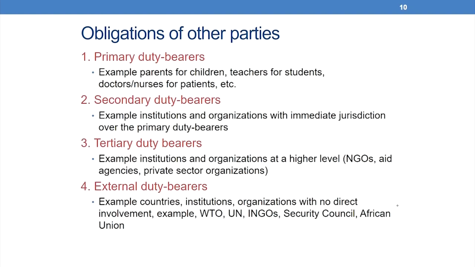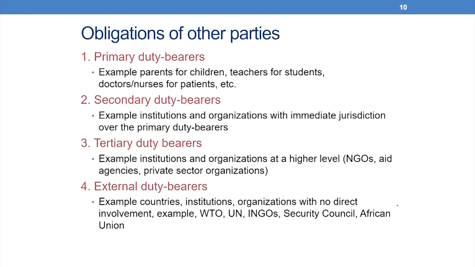What are the obligations of other parties? So, there are primary, secondary, tertiary and external duty bearers. Let us look at some of them. Who are the primary duty bearers? For example, parents for children, teachers for students, doctors and nurses for patients, etc. So, within a society, when we are looking at social organizations, let us say the family, there are certain responsibilities or duties of these organizations towards other actors, for example, parents towards children, teachers towards students and so on.